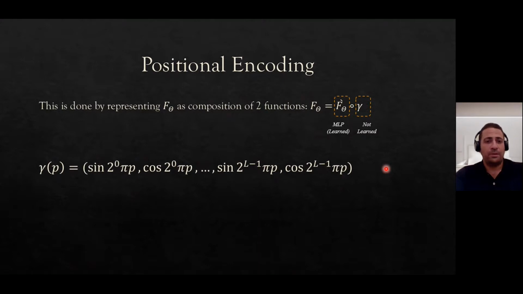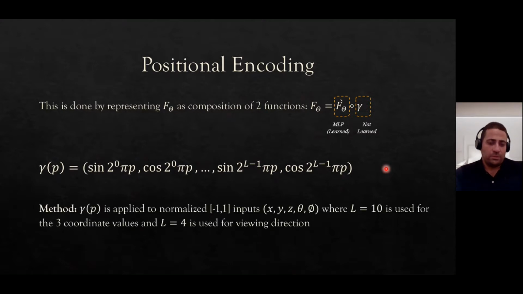This makes it easier. Now, how it is done, I think it's understandable. Gamma of p is applied to normalized inputs. So first they normalize the inputs to lie in the interval of -1 to 1. And they use L equals 10 for the 3 coordinates, which are x, y, and z, and an order of 4 for the viewing direction, which is theta and phi.